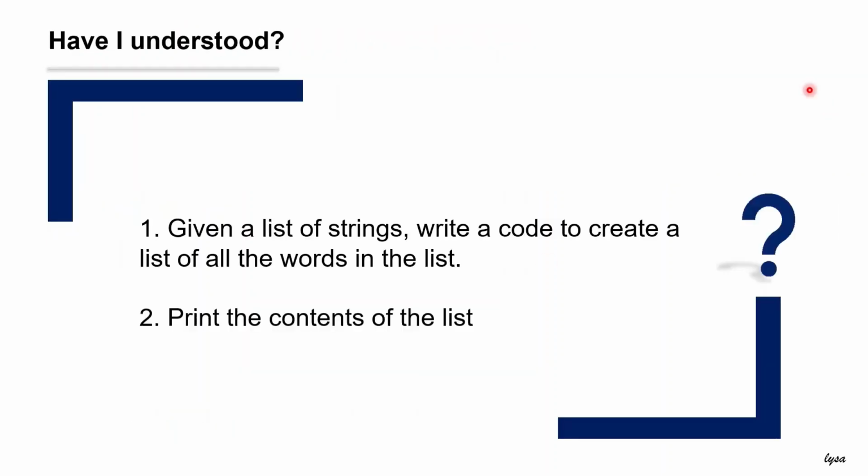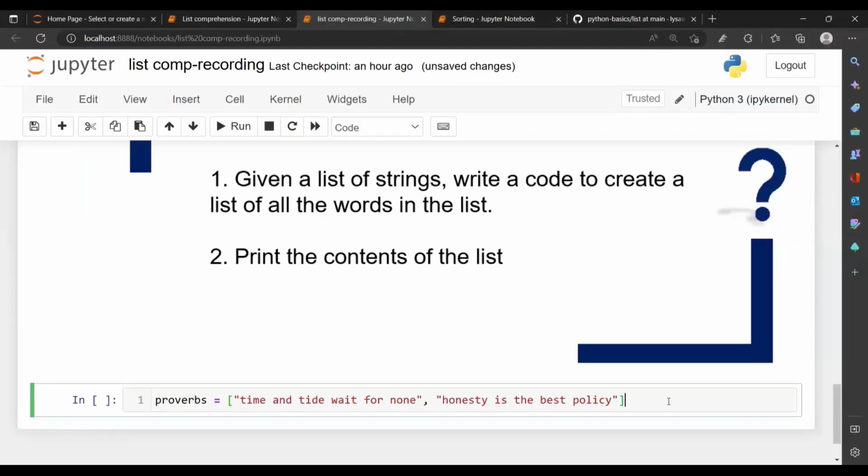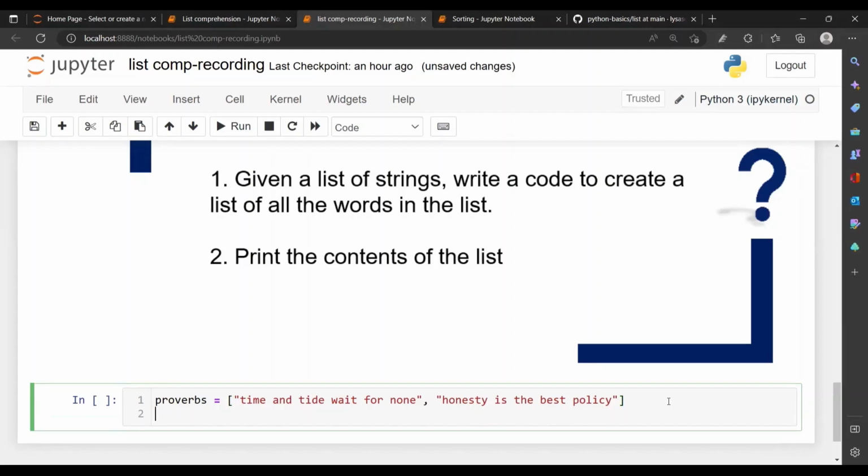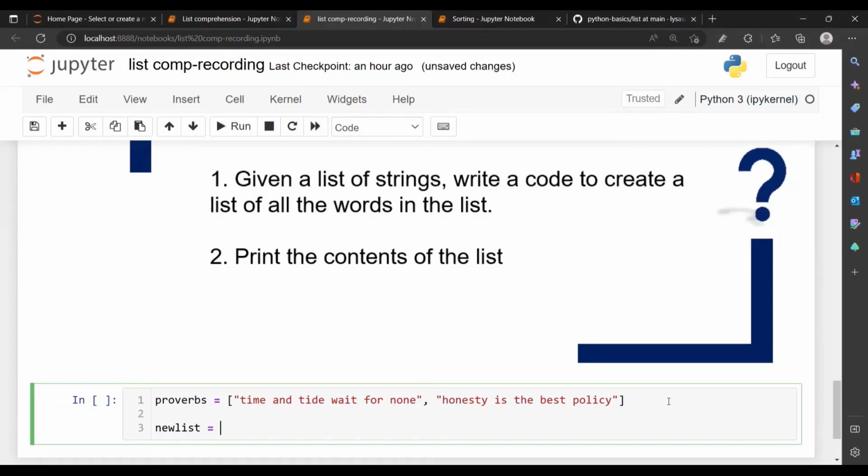Check if we have understood. First, we're going to take a list of strings. And these strings might be composed of multiple words. The problem is to give the list of all the words that are present in all the strings in the list. And then finally, we print the contents of the list. So let me take a list of strings. Let's say it's proverbs.